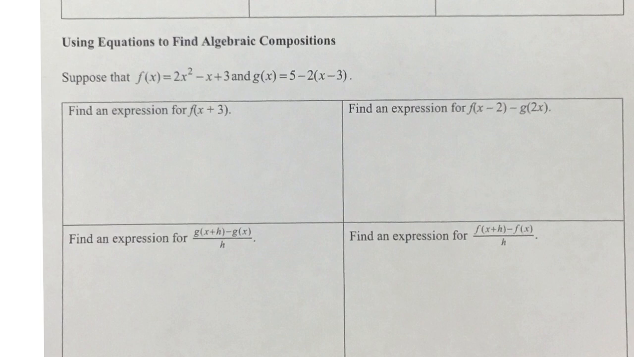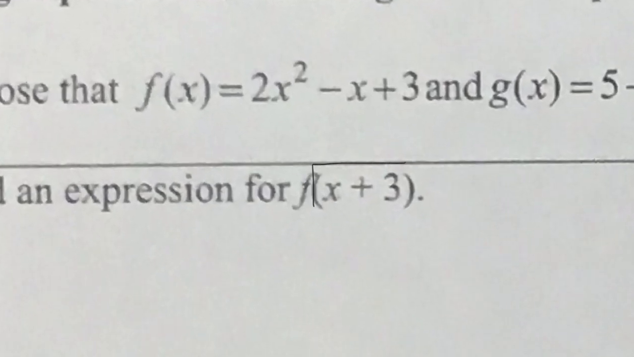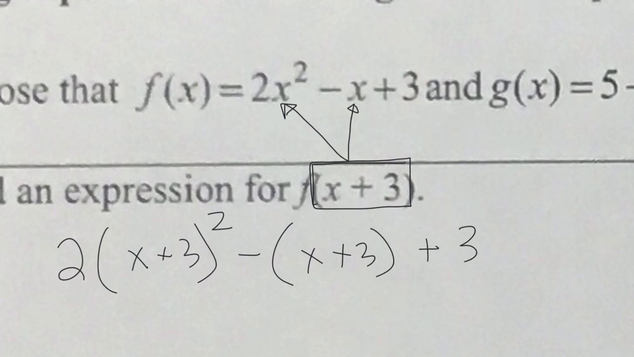Okay, find an expression for f of x plus 3. That means we are taking the f(x) expression and replacing all of the x's with x plus 3. We are replacing every x with what you see in parentheses. That is our standard procedure for evaluating these functions. So 2 times (x plus 3) squared minus (x plus 3) plus 3.